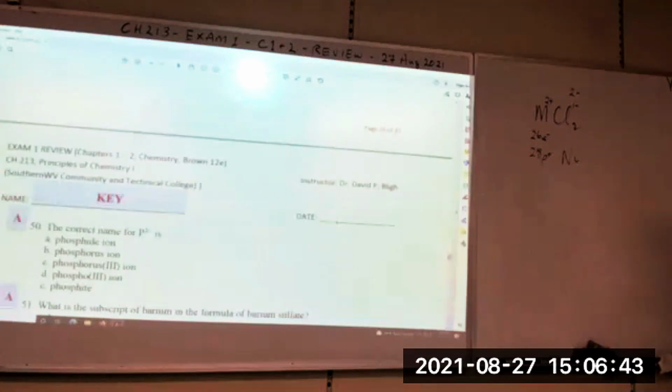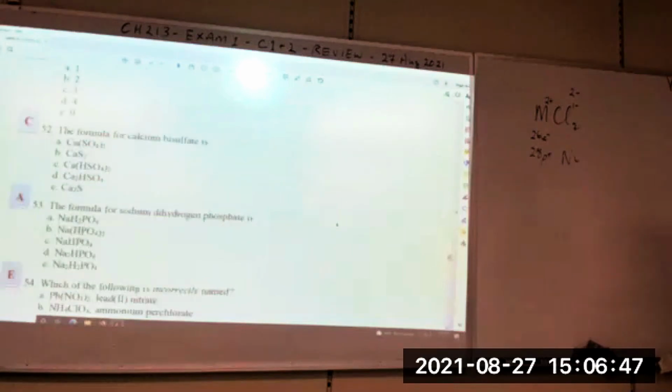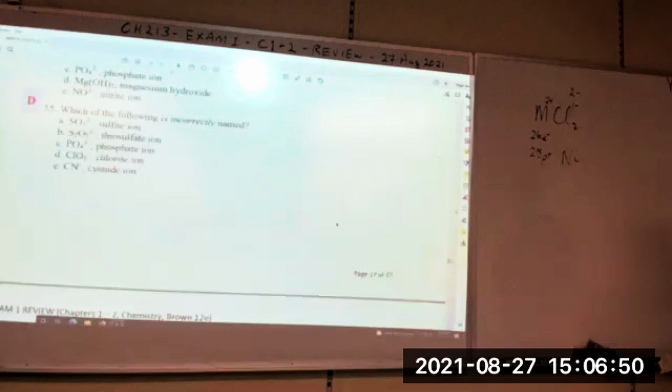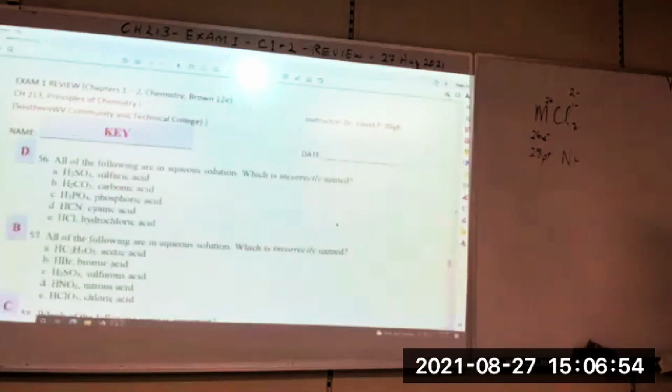Lots of practice here. Oh, naming acids. Okay. All the following are in aqueous solution. All right. So which one is named wrong? Well, look for oxygen. Okay, so we got oxygen. That means no hydros. No hydro, no hydro, no hydro. Okay, that part is good.